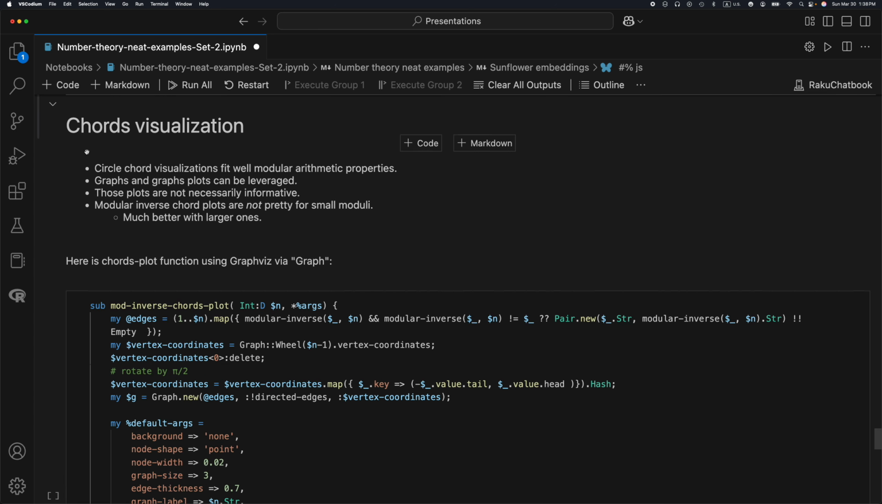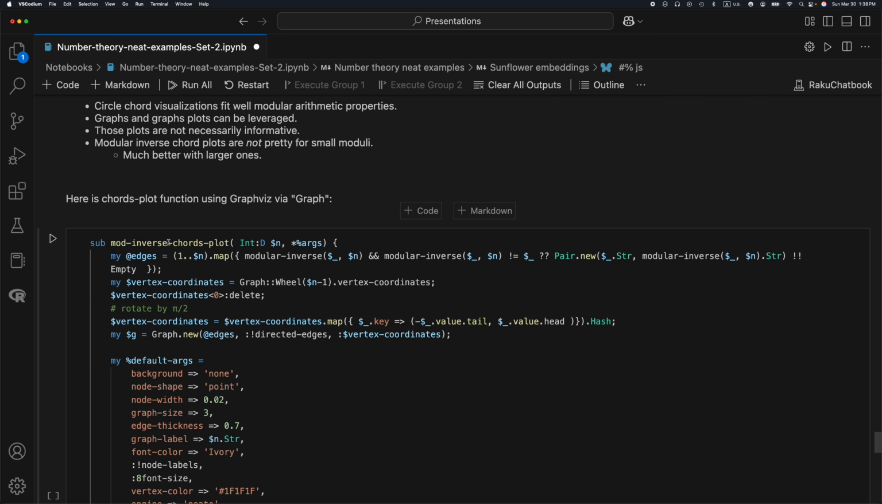So next is chords visualization. This comes again from the fact that the multiplicative group of integers modulo n is a very important construct. Modular arithmetic is very important in number theory, and because of this, circle chords visualizations fit very well quite a lot of properties or interesting relationships in number theory, especially based on modular arithmetic properties. Graphs and graph plots can be used. This is what is demonstrated here.